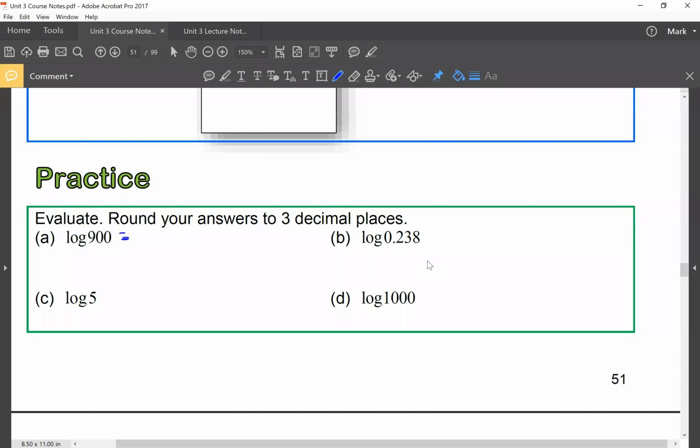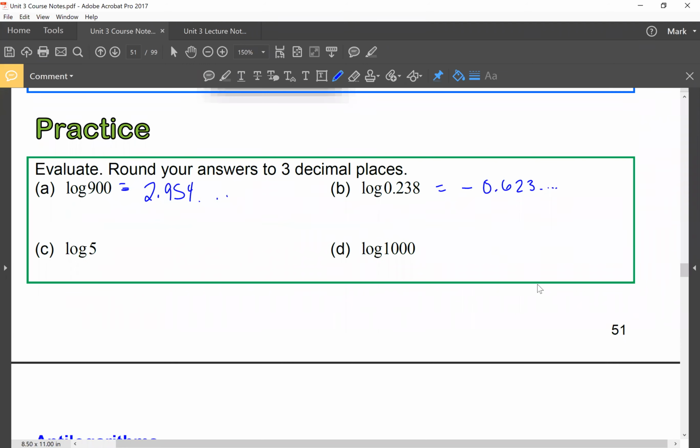So log of 900, I just put this in on my calculator and hit equals: 2.9542. It goes on for a while. It just says write it to 3 decimal places. Okay, what about B? Log of decimal 238. This is negative 0.6234. That's more decimal places than I need. All right, so again, very easy.